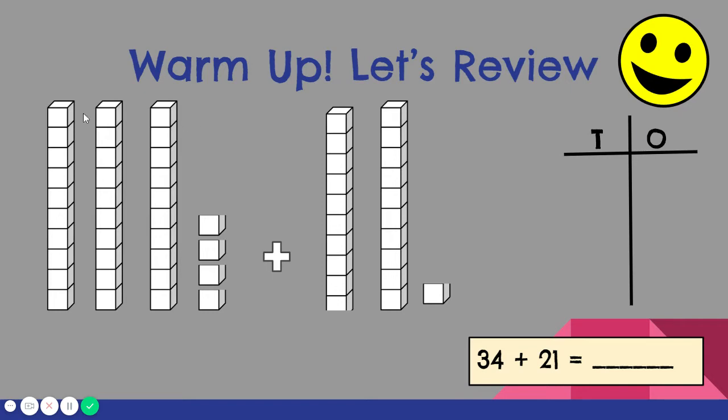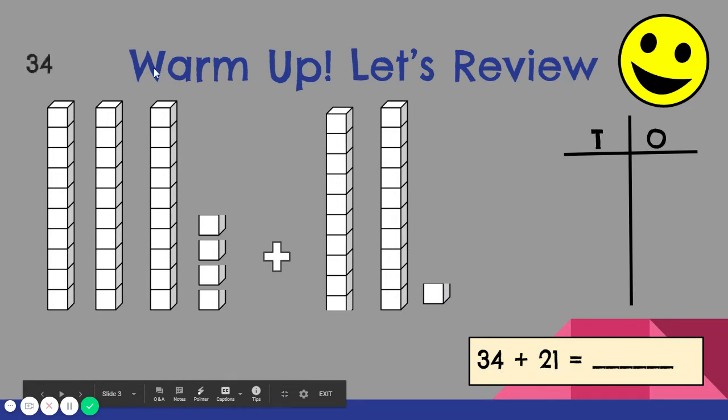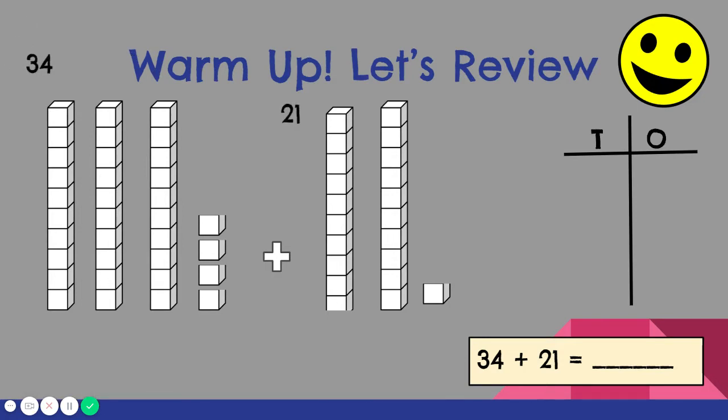So let's count. We have 10, 20, 30, 31, 32, 33, 34. So we're doing 34 plus 10, 20, 21. 34 plus 21 equals. The first thing you're going to want to do, of course, is double check and write your numbers, pause and draw your sticks and stones or your tens and ones so that you can follow the problem along with me. Remember, as I said, you can use lines and dots. I just have the tens and ones box to show you. So go ahead and do that.